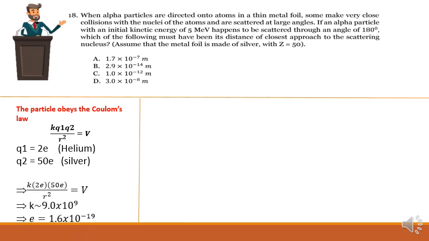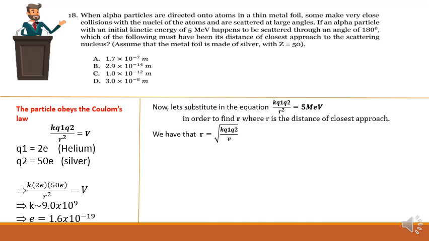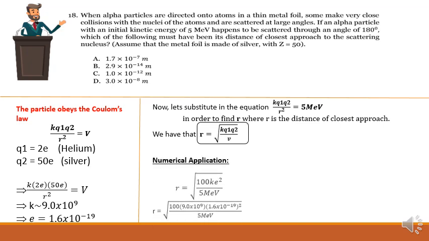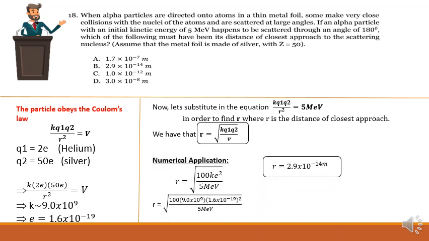And now we know that e is the charge of an electron, equal to 1.6 times 10 to the negative 19 coulombs. Now we'll just substitute in the equation. After substituting, in order to find R, where R is the distance of closest approach, R is equal to the square root of K Q1 Q2 over V, numerical application. So we have our correct answer, option B.